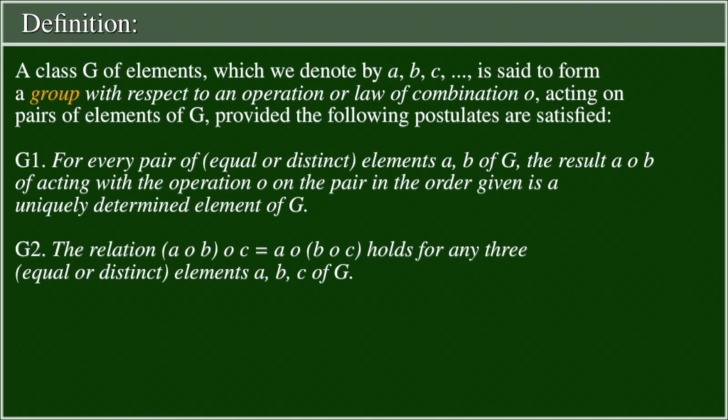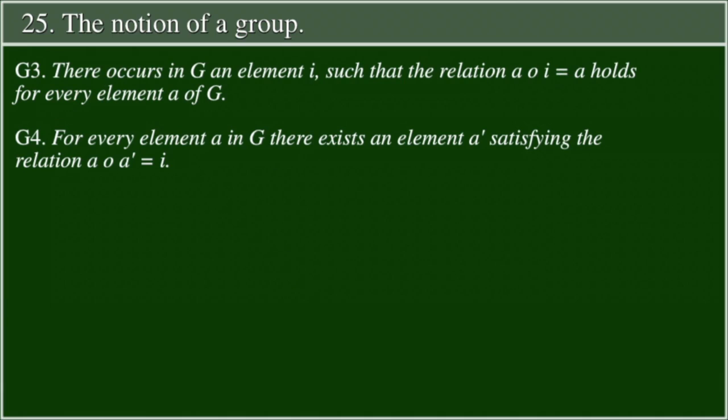G1: for every pair of equal or distinct elements A and B of G, the resultant A times B of acting with the operation times on the pair in the order given is a uniquely determined element of G. G2: the relation (A times B) times C is equal to A times (B times C) holds for any three equal or distinct elements A, B, C of G.